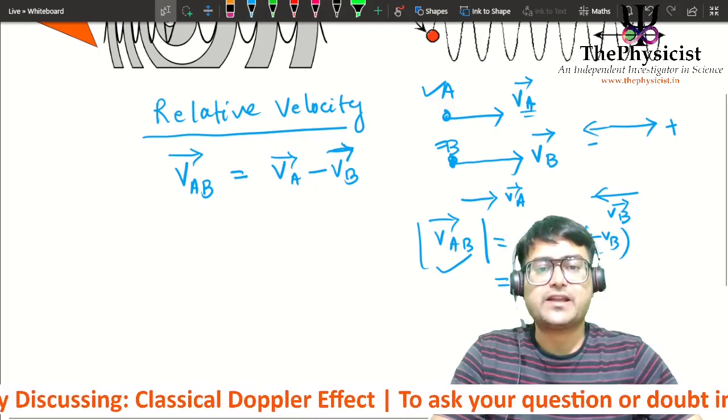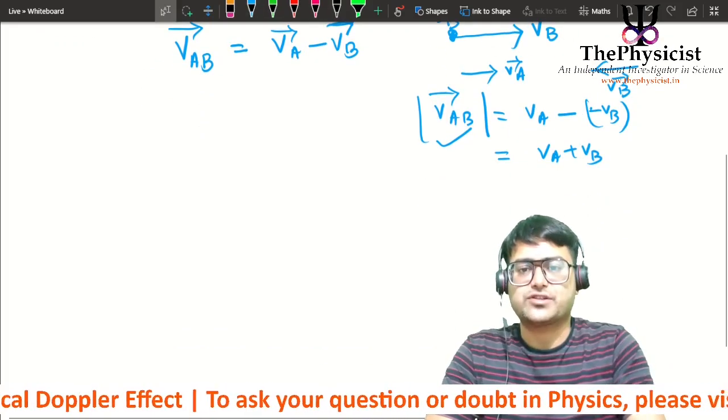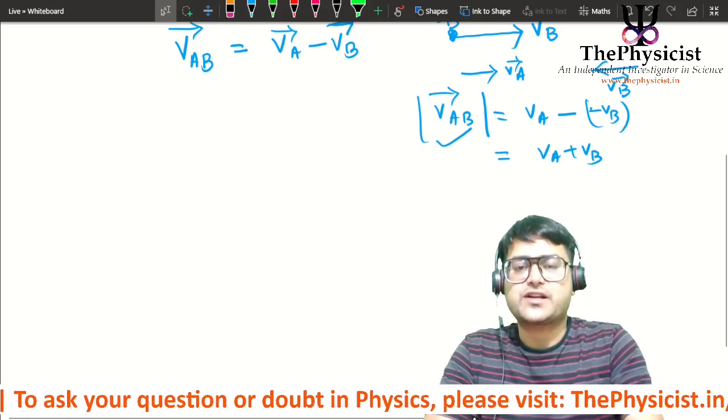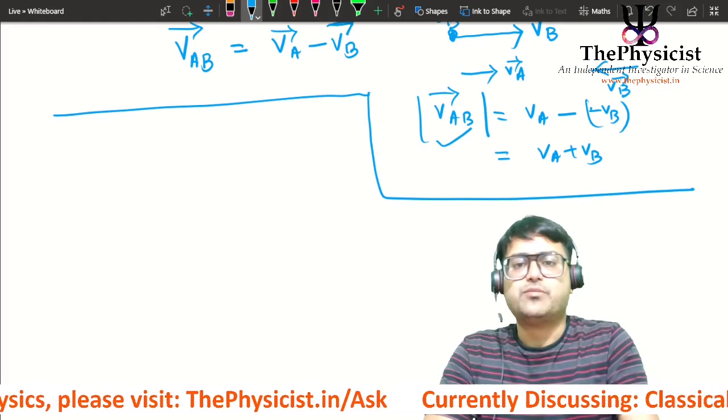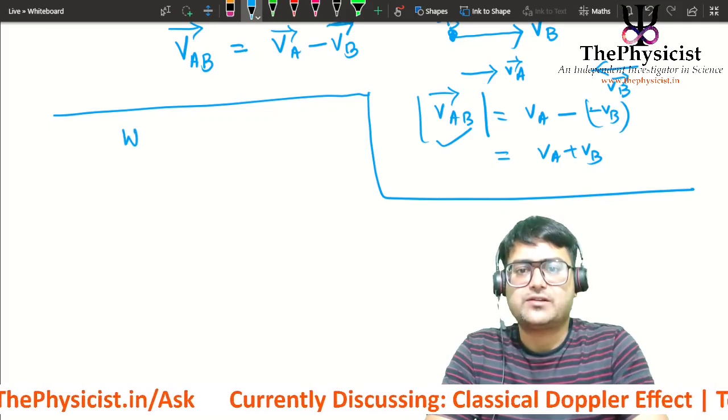Now, before we dive into the discussion of the Doppler effect again, we need to understand a few relations between the wave properties.